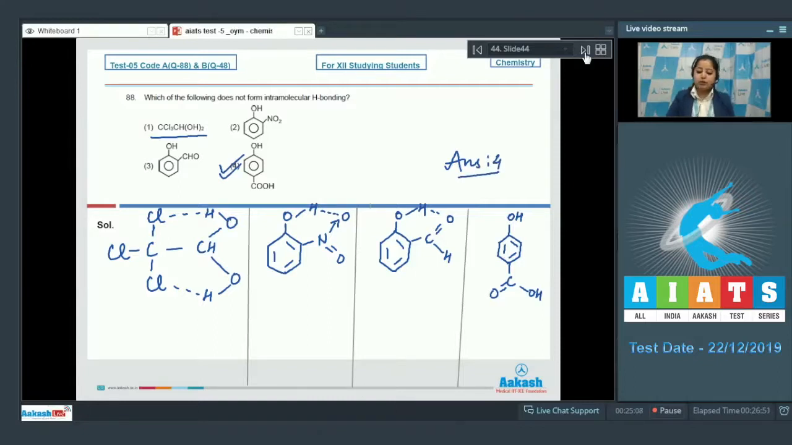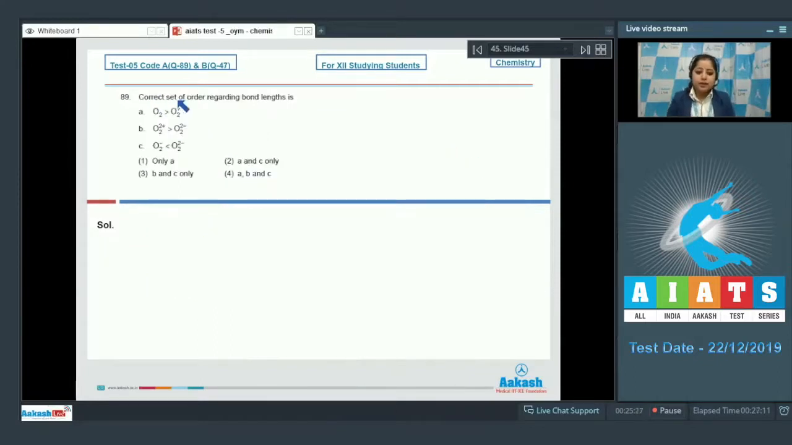Moving to next question, students, which is 89. Correct set of order regarding bond length is the bond length of O2 greater than O2 plus. The bond length of O2 2 plus is greater than O2 2 minus. The bond length of O2 2 minus is greater than O2 minus. Student, as we all know that as the bond order increases, the bond length decreases.